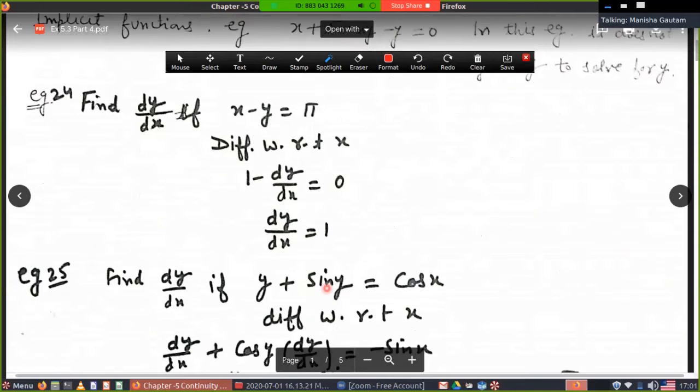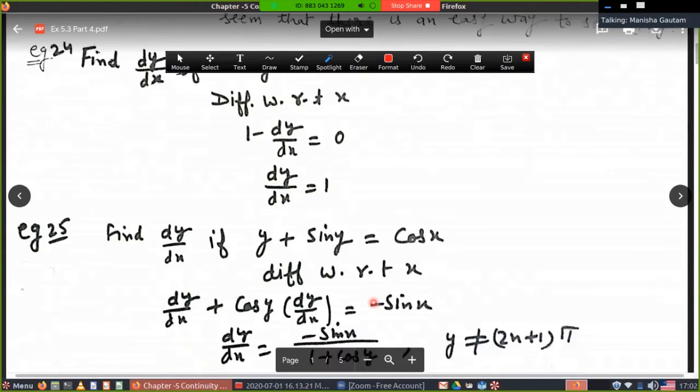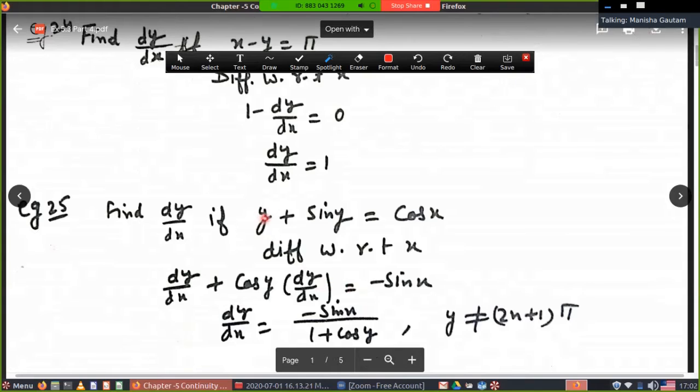Now in the next example, find dy/dx if y plus sine y is equal to cos x. It is a little bit difficult to find what y is equal to in the form of x. So we differentiate the function as given to you. Apply the rule. The derivative of y is dy/dx, and the derivative of sine y. This is not x, this is y. It means you are applying the chain rule here. Sine y means cos y, and the derivative of y again gives dy/dx, equal to, this is x, so the derivative of cos x is minus sine x.